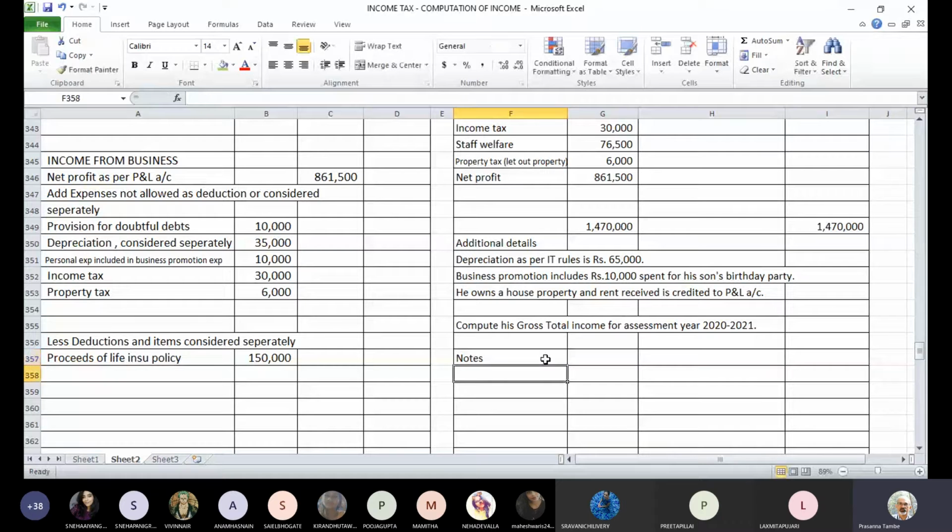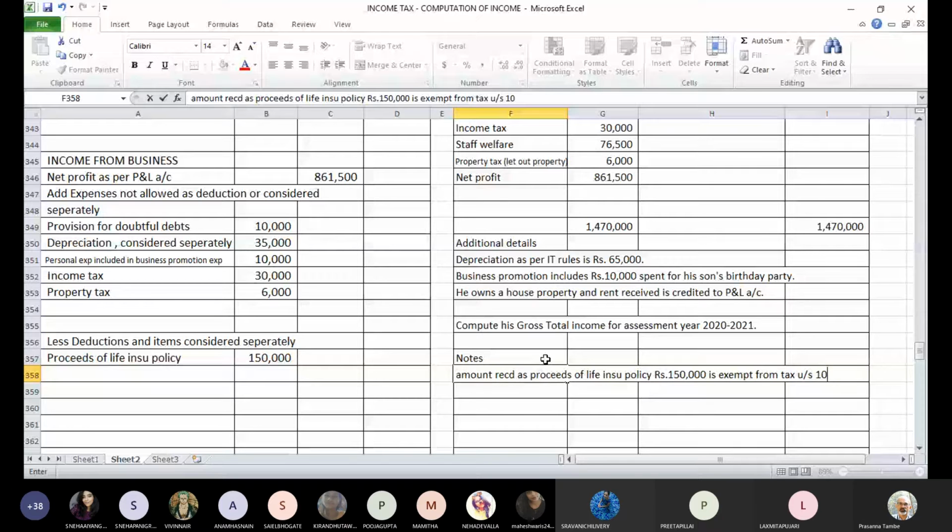Okay. So in that first note, amount received as proceeds of life insurance policy, rupees 150,000, is eligible for exemption under section 10, subsection 10D. Okay, so this is getting reduced from the profit.